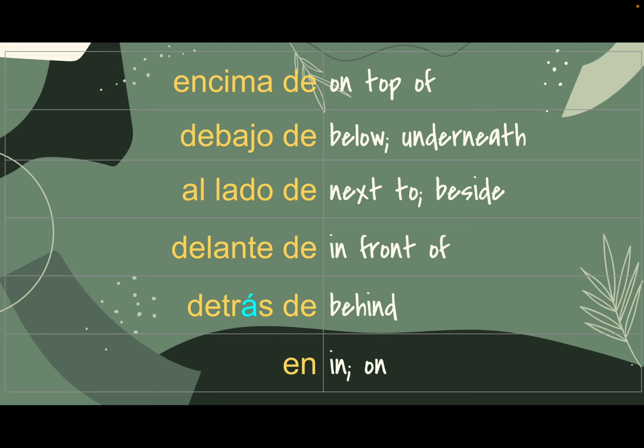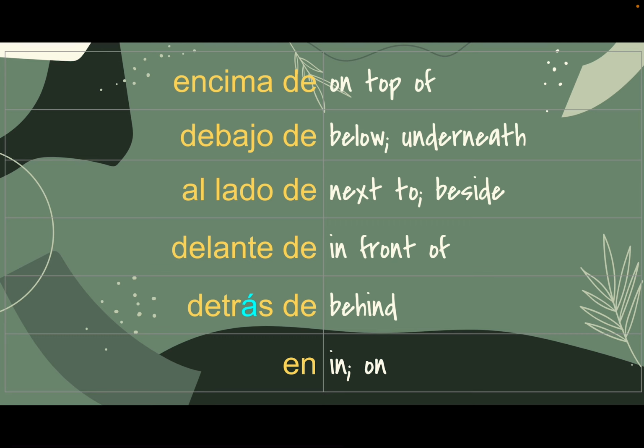What I used to do with my students is we would do this chant where we would do these words in this order, and we would tap on our desks where the locations were. So for encima de, we would tap on top of our desk. Debajo, underneath. Al lado, next to. Delante, in the front. Detrás, we would tap our backs. And en, we would just really hard hit our desks.